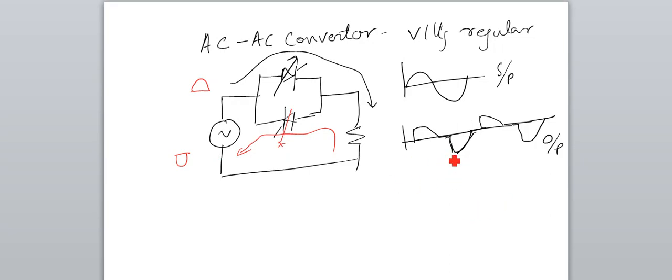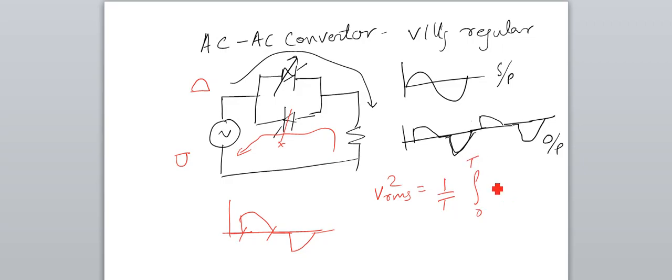So you have to calculate the output values. How can you calculate? You will get a CRO, and in that CRO you get this type of waveform. What you have to do is calculate the RMS value first. How are you going to get that? VRMS squared is equal to 1 upon time period, integration 0 to time period, of the waveform equation squared, dt.